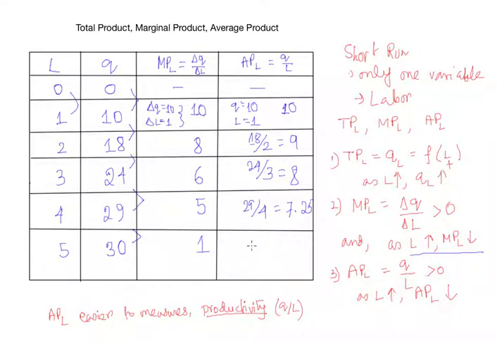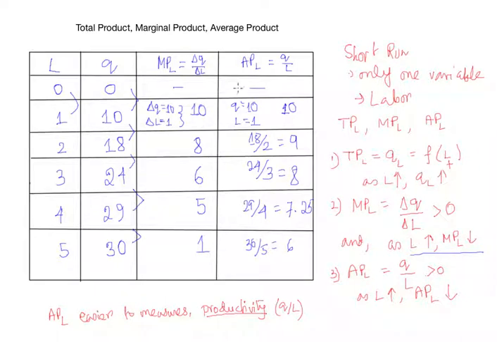And 5 units of labor produces 30 units of output. So 30 by 5, that is 6. So note how APL is behaving. APL is also decreasing as L is increasing. So the same thing.